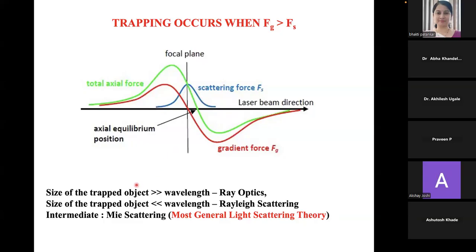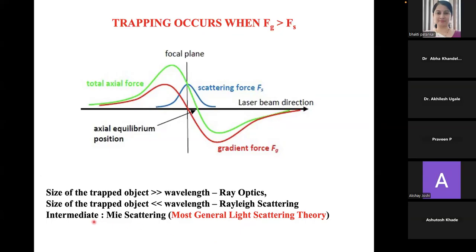Okay, now depending upon the size of the trapped object, we can have two regimes of force calculation. These are approximations, both ray optics and Rayleigh scattering. If the object is very large compared to the wavelength, that is, if it is 10 times the wavelength used, then you use something called the ray optics regime. Similarly, if the object is about 1/10 of the wavelength that you're using, then you use something called the Rayleigh approximation to write down the forces.